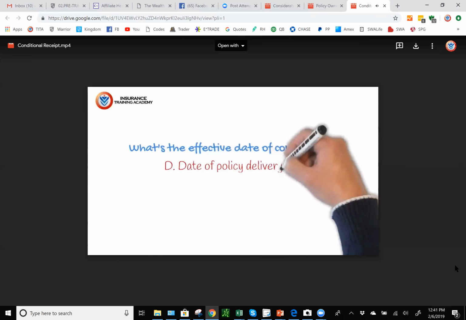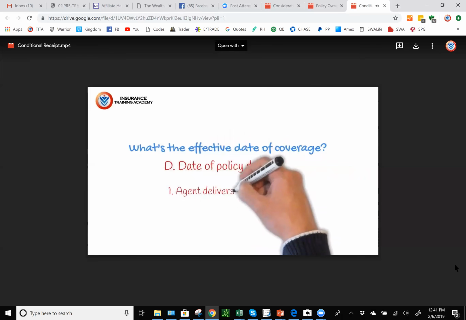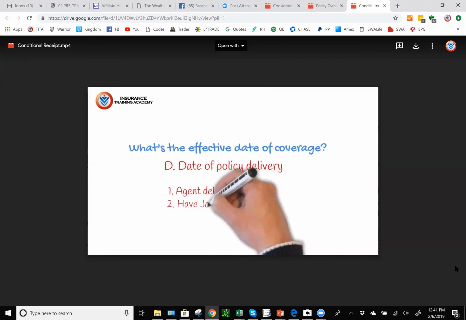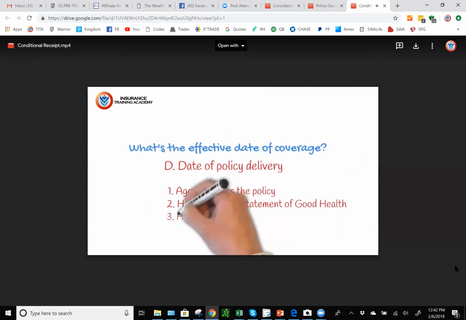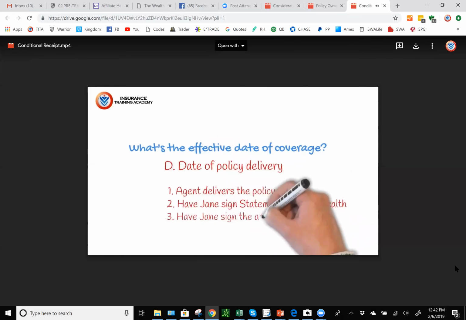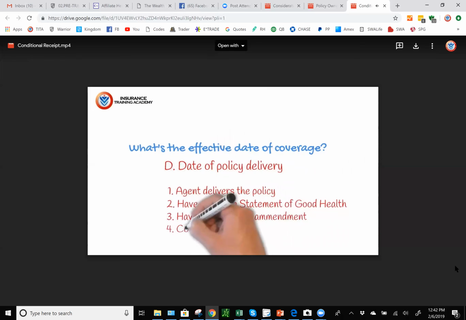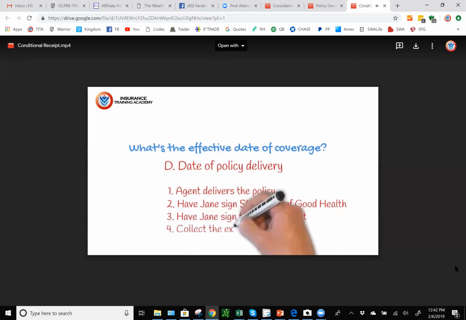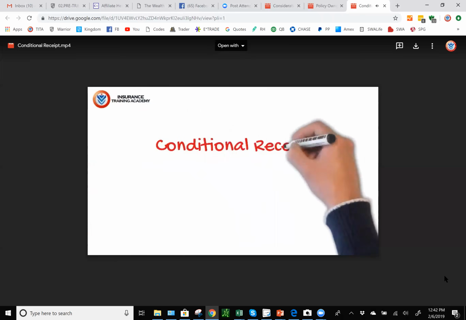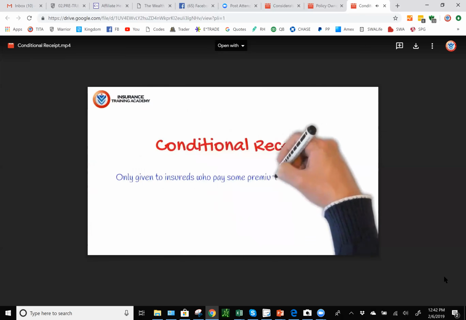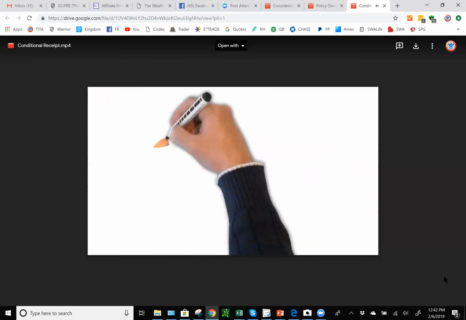And here are the things that have to happen. Remember, the agent always delivers the policy, has to have Jane sign a statement of good health, has to have Jane sign the amendment saying, okay, I agree to pay more money, and then collect that extra money, and that's when the coverage goes into effect. So that is your conditional receipt, only given to insureds who pay premium with their application.